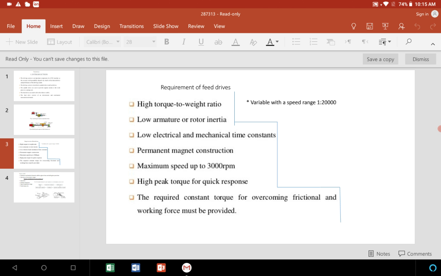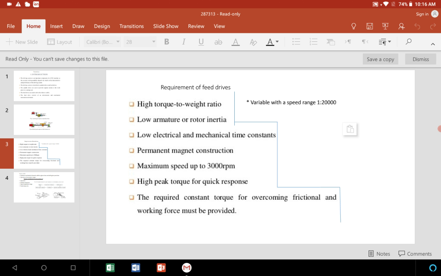Before going to the types or details, first, what are the requirements of the feed drive? We can list them here. One, high torque to weight ratio; low armature or motor inertia; low electrical and mechanical time constants; permanent magnet construction; maximum speed up to 3000 rpm; and high peak torque for quick response. The next one: constant torque for overcoming frictional and working force must be provided. There are some 8 or 9 points.